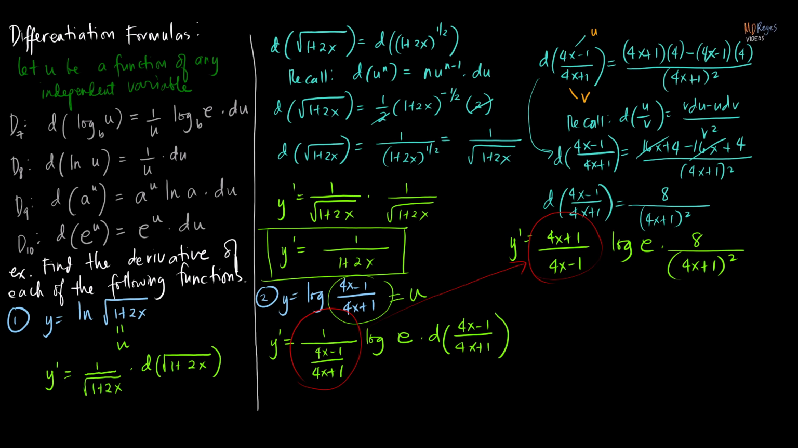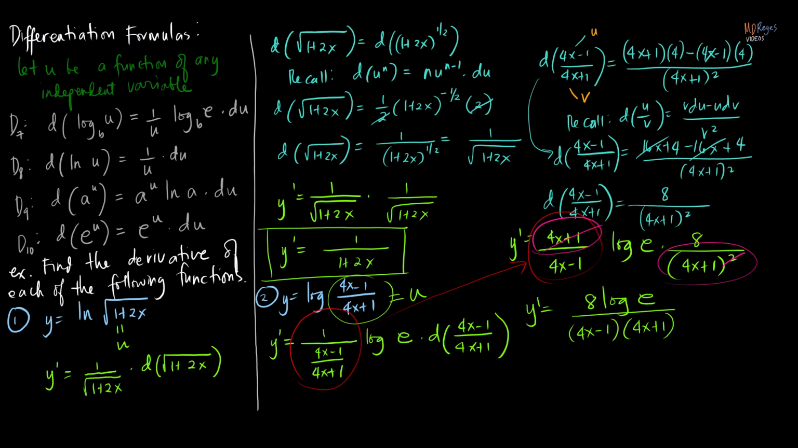We just have to simplify. You have here 4x plus 1, looking at this, divided by this. So we'll cancel this out, and then this exponent becomes 1 as we do that. So rewriting and simplifying, you'll have 8 logarithm of e in the numerator over the denominator, we have 4x minus 1 times 4x plus 1.